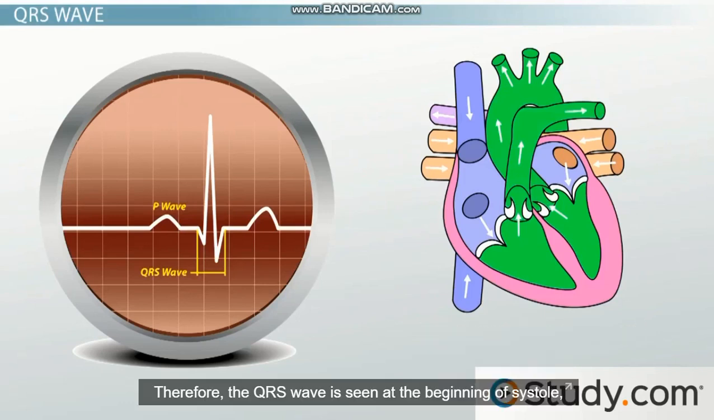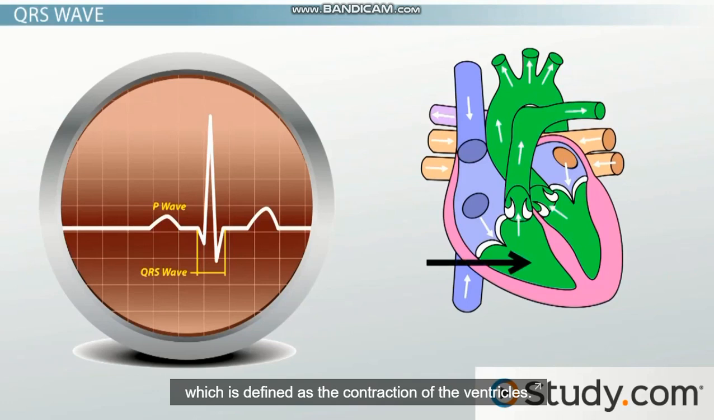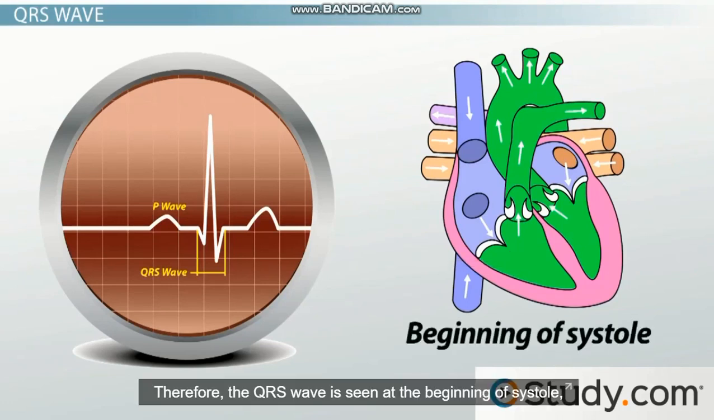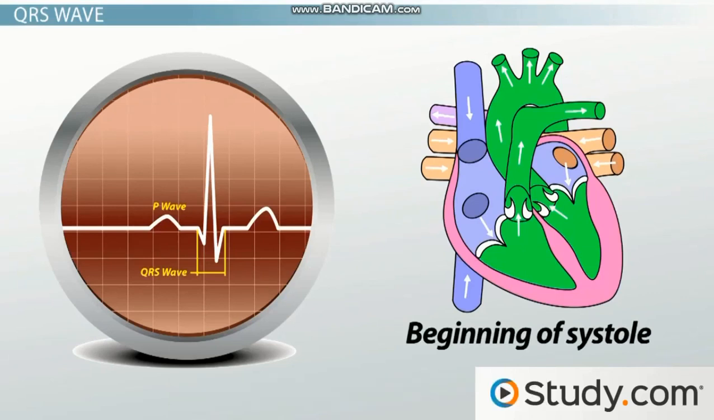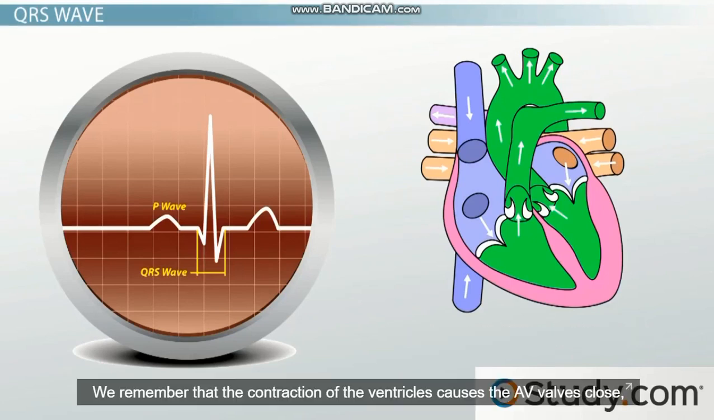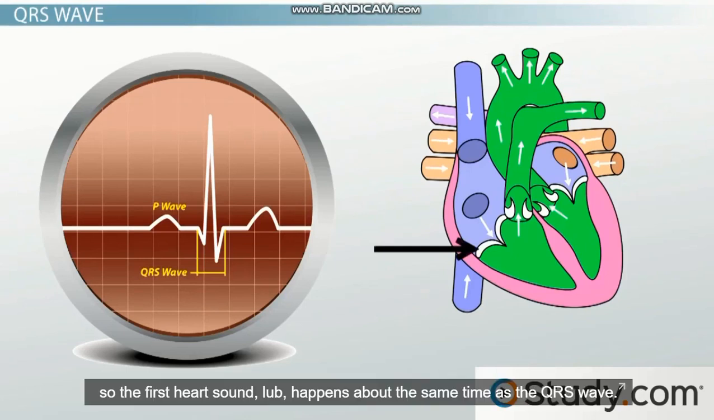So if we think about this further, because the QRS wave is associated with the contraction of the ventricles, then we see that it's also associated with the beginning of systole, because systole is the phase of the cardiac cycle where the ventricles contract. And we remember that the contraction of the ventricles causes the AV valves to close, and this causes the first heart sound, lub. So the first heart sound is also associated with the QRS wave.